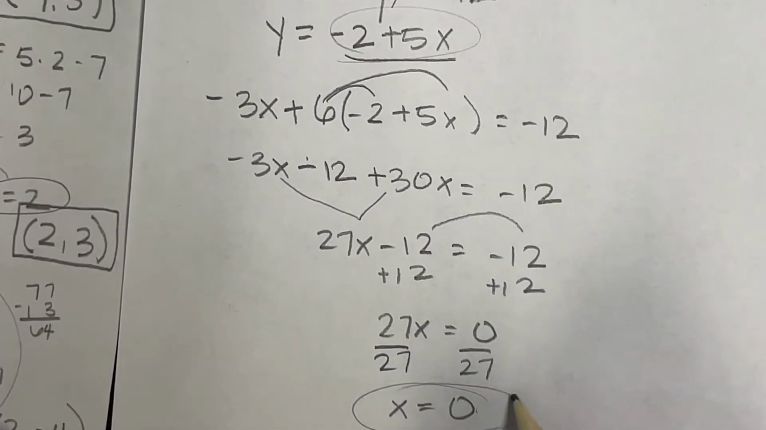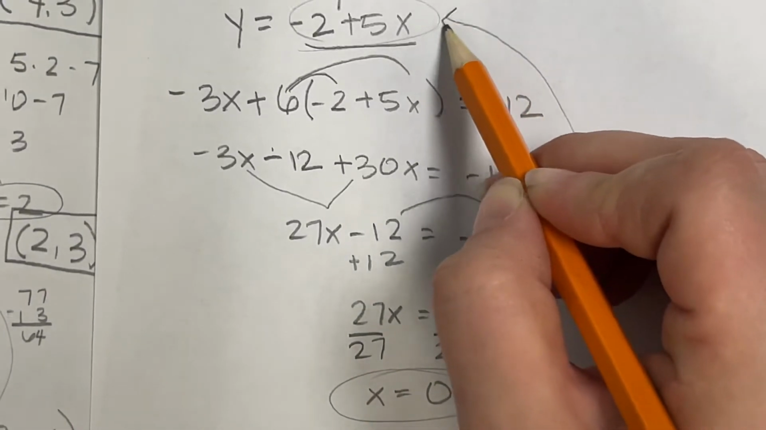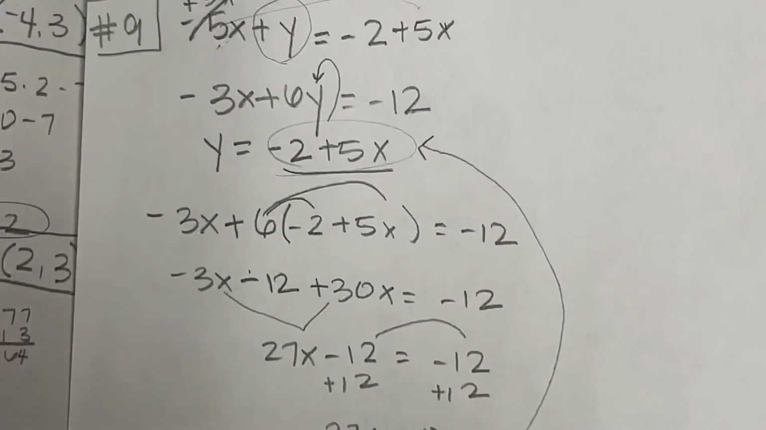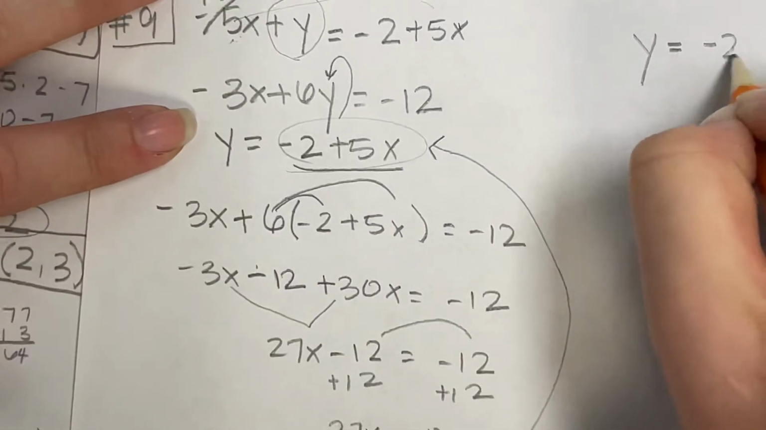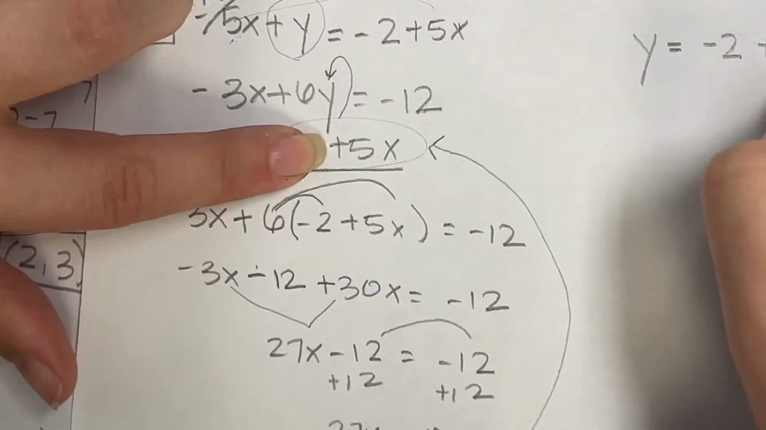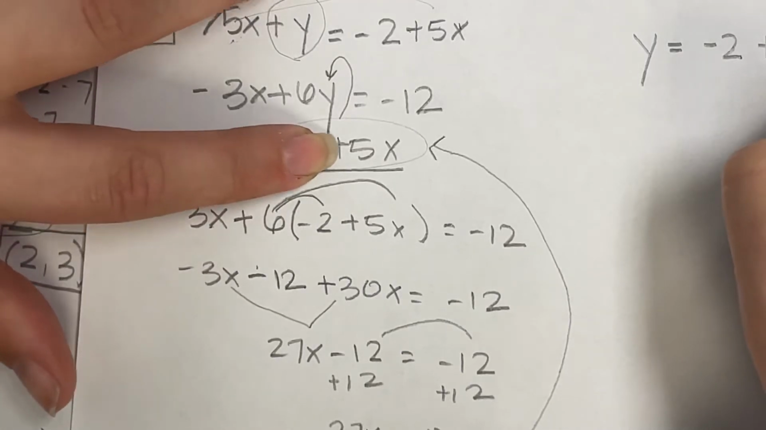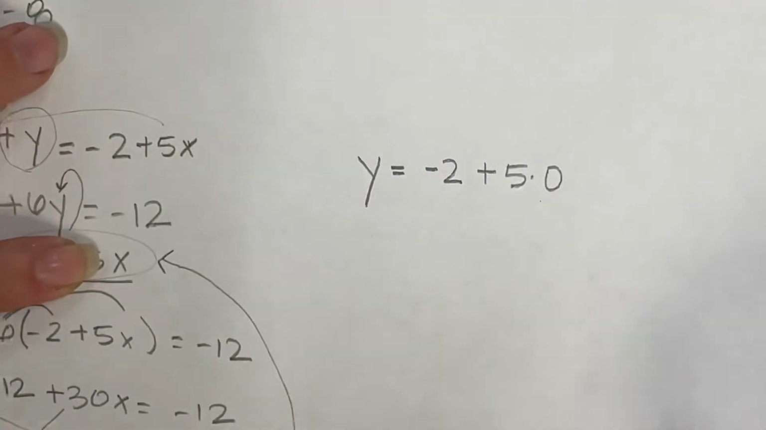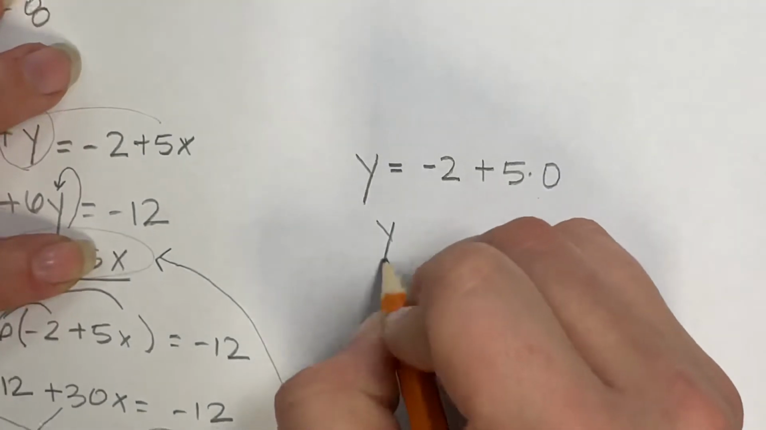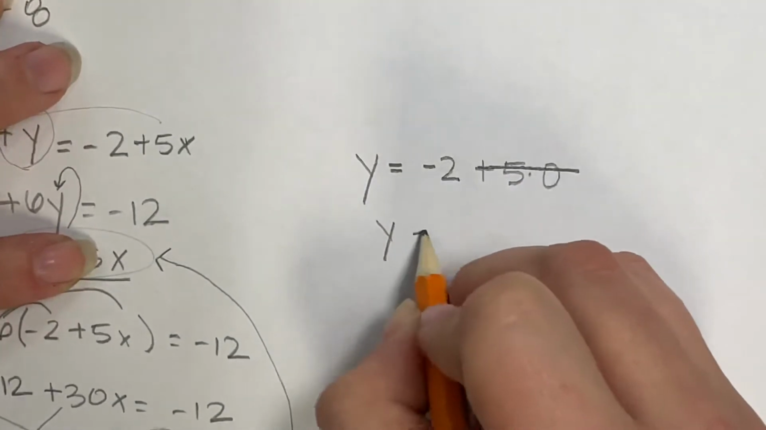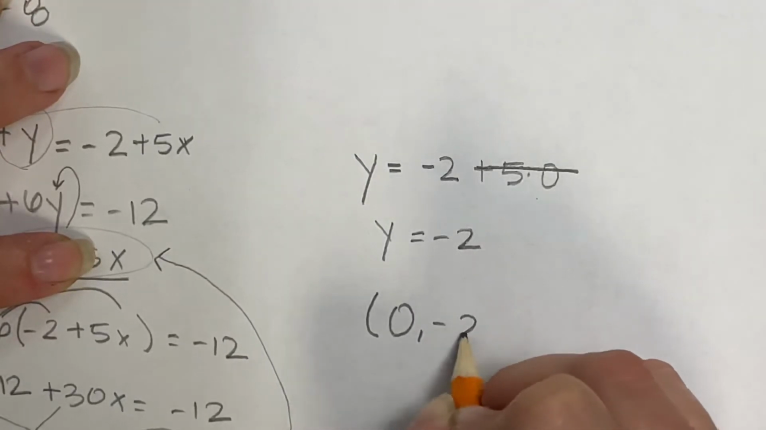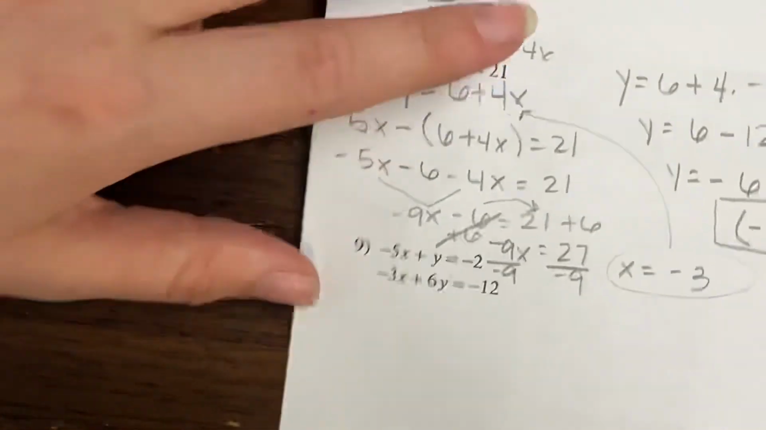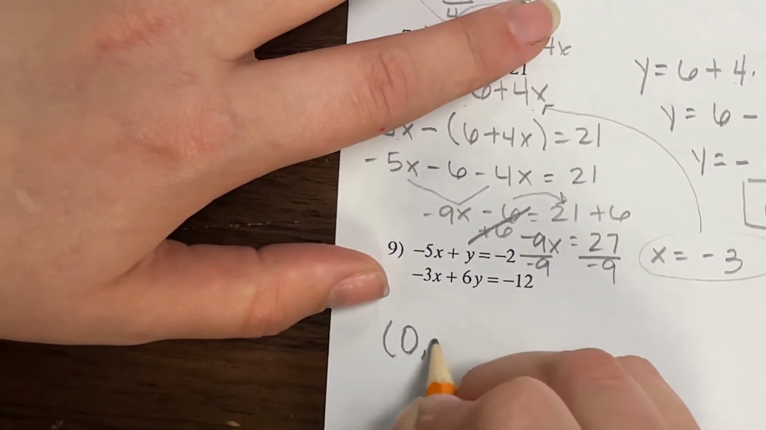Put this information back into another equation to find y. So here we go. Wherever you see an x, we're going to put a 0. -2 plus 5 times 0 instead of 5 times x. So right there. Well, that ends up just being 0, so y equals -2. So our whole answer is 0, -2. So that was 0, -2.